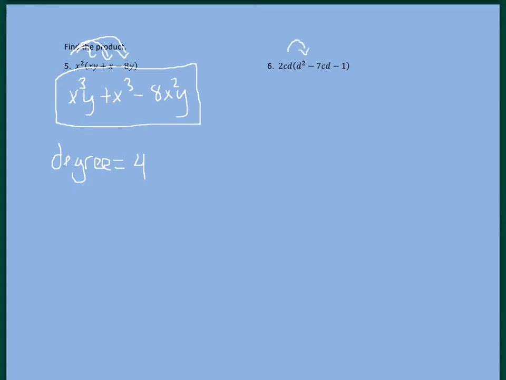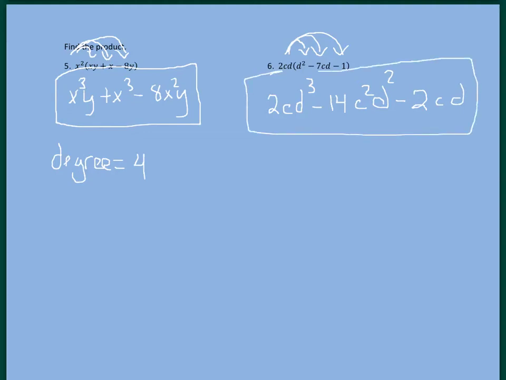So which variable do they have in common? The d. There's no number there, so it's just 2c. Well, what's d times d squared? D to the third. 2 times negative 7 is negative 14. C times c, c squared. D times d, d squared. Distribute one more time. 2 times negative 1, 2cd. The degree of this is 4 as well.